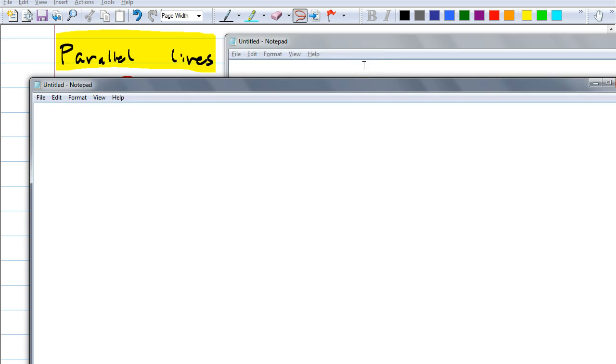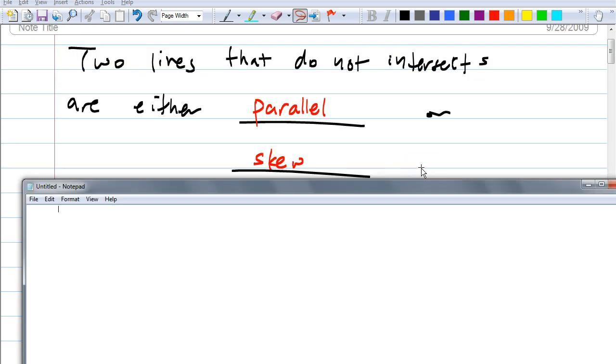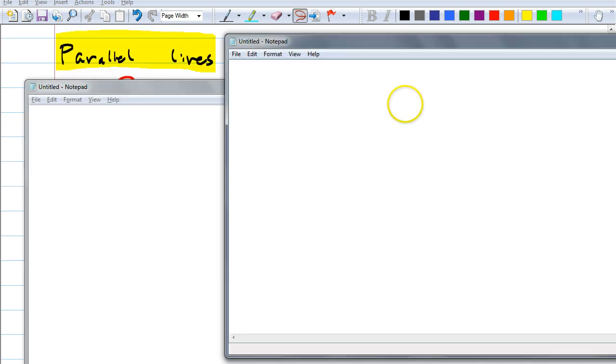Okay, let's start with parallel lines. Anyone know how we define parallel lines? Anybody know the definition of parallel lines? Raise your hand. Yes, sir. Want to guess? Try. Two lines in the same plane that never intersect.